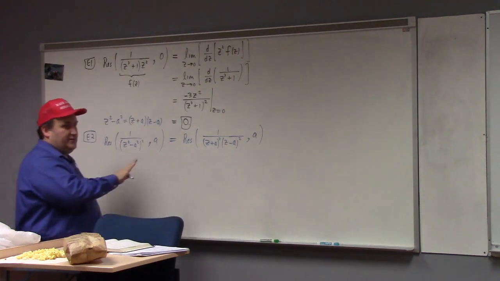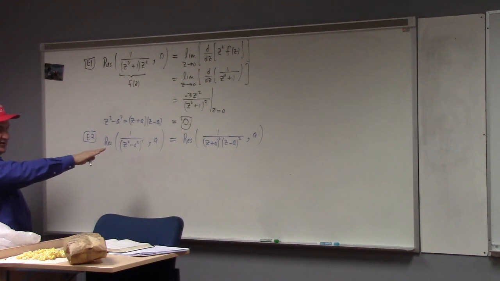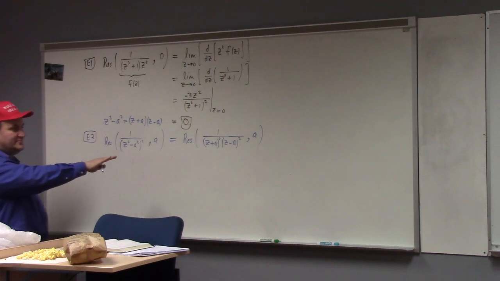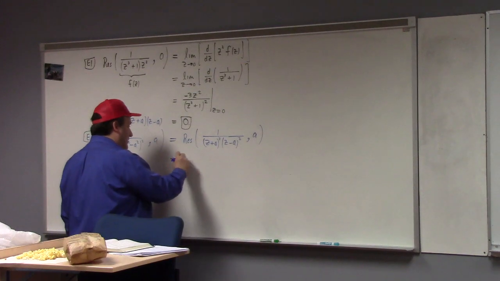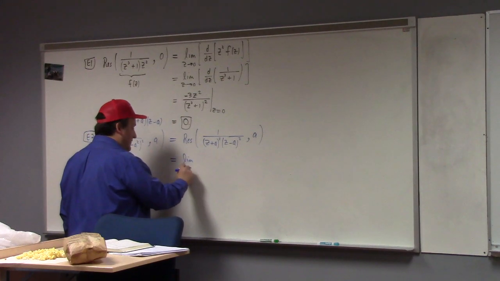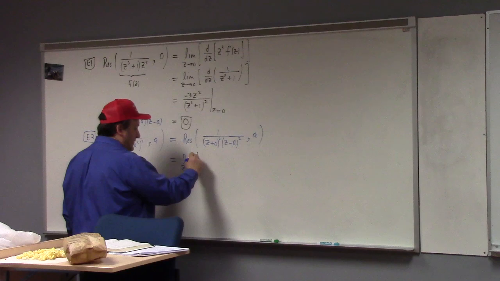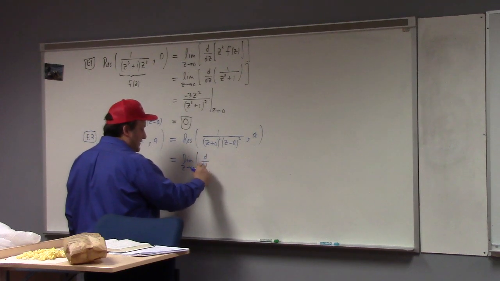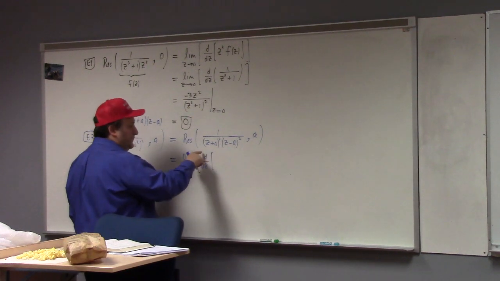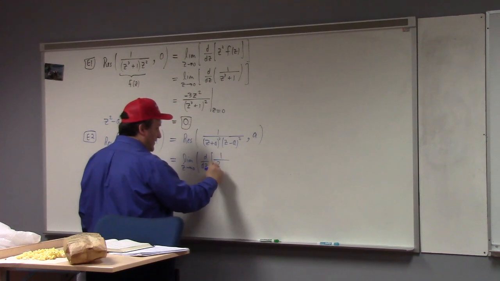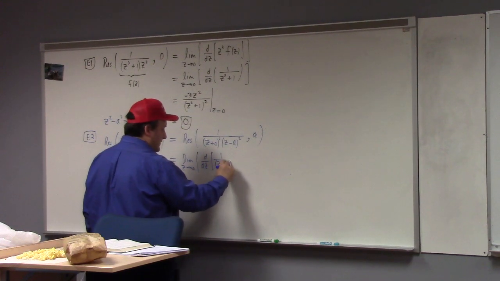So with that, you can identify from that expression, we're looking at a double pole at a. So I take the limit as z goes to a, by rule 2 again. I take d dz of what? Of 1 over z plus a squared.